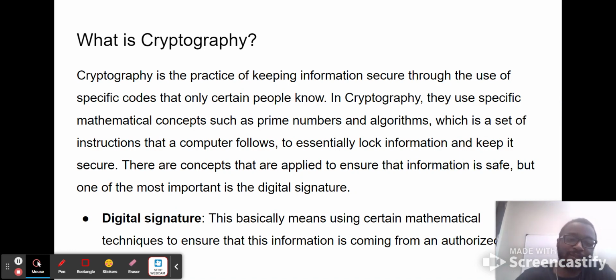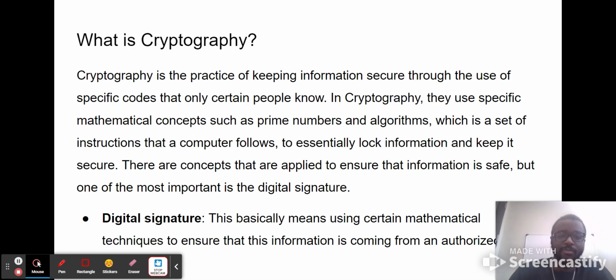Cryptography is the practice of keeping information secure through the use of specific codes that only certain people know. This dates back thousands of years, all the way to Julius Caesar's time. There was a cipher created by Julius Caesar called the Caesar cipher, which was used by him and his army to share information, like where to meet up, what to do, and the strategy to win, that only his men would know.